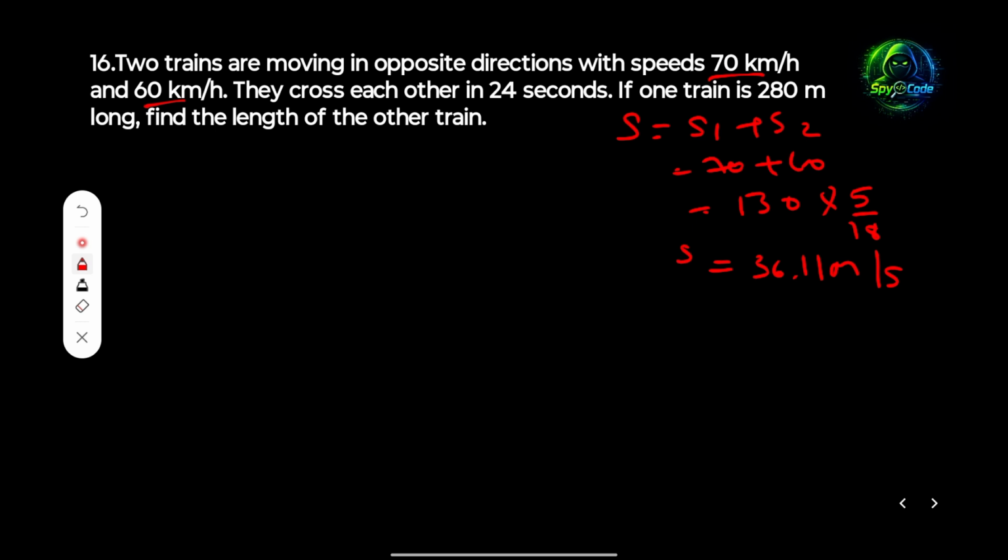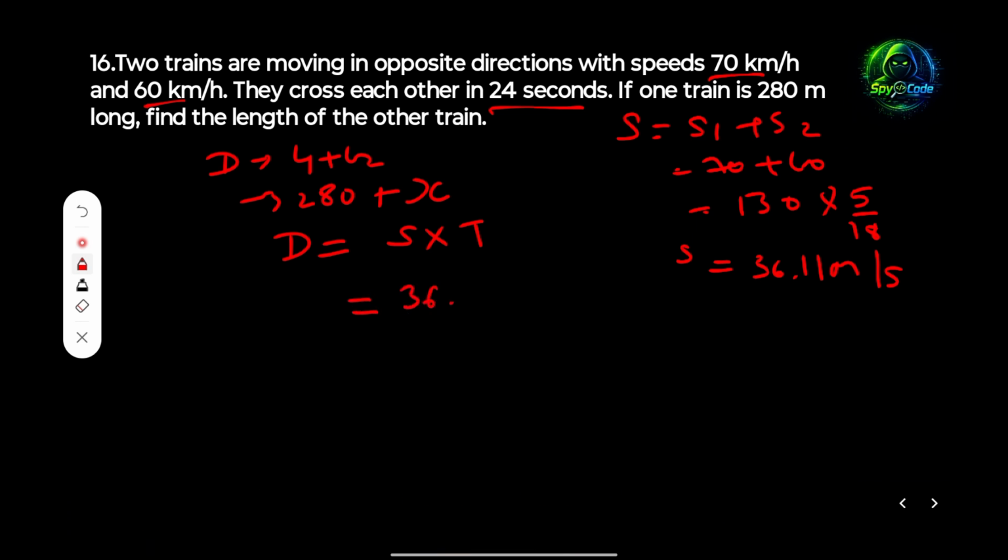Then the time is 24 seconds. So we know that distance is L1 plus L2, that is the length of train 1 plus the length of train 2. The length of train 1 is 280 meters and we don't know the length of train 2, so we'll take it as x. We know that distance is equal to speed into time. What is the speed here? 36.11 into 24. 280 plus x is the distance.